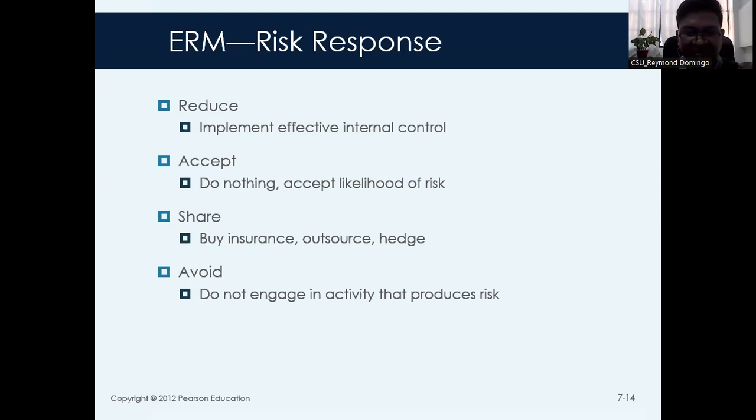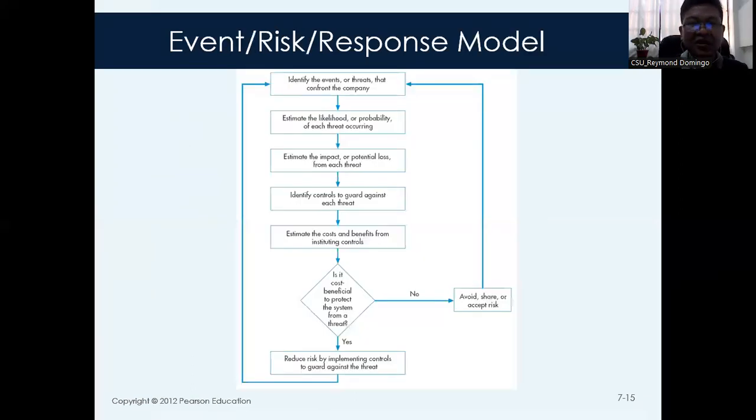Okay? Because risk is part of doing business. Okay. So here, class, we have an illustration of the event risk response model. Di ba ang way natin sa pagbasa ng flow chart is galing tayo sa taas, going down. Okay, pababa tayo, or top to bottom. So, start tayo. Identify the events or threats that confront the company.